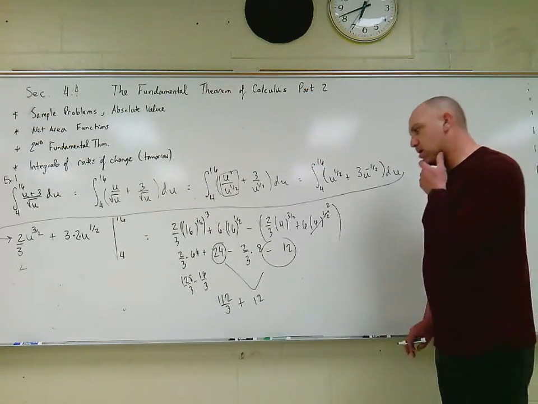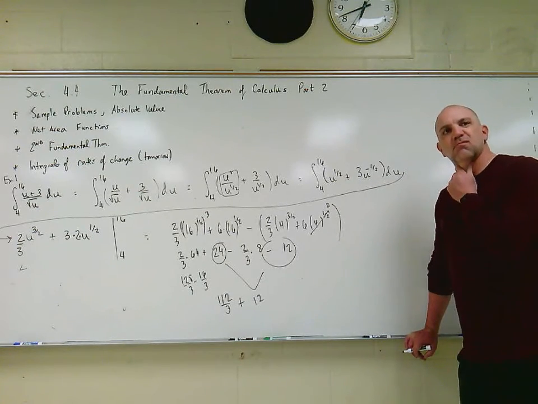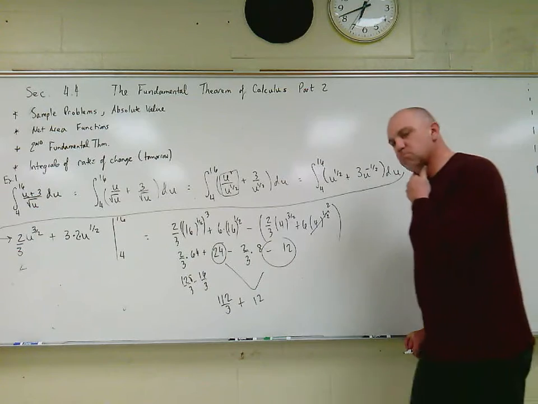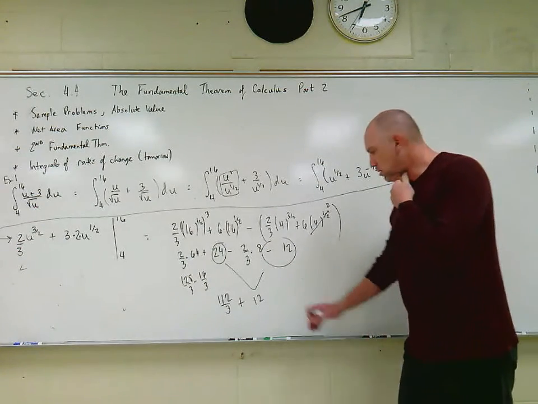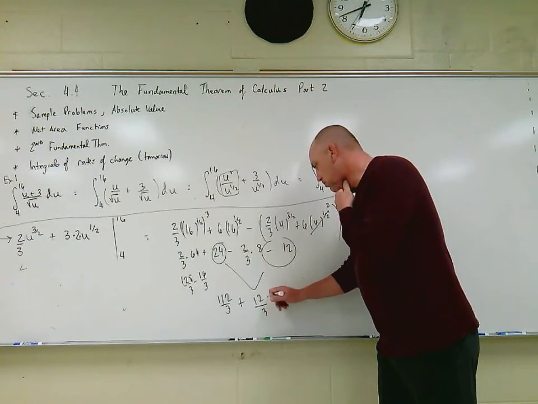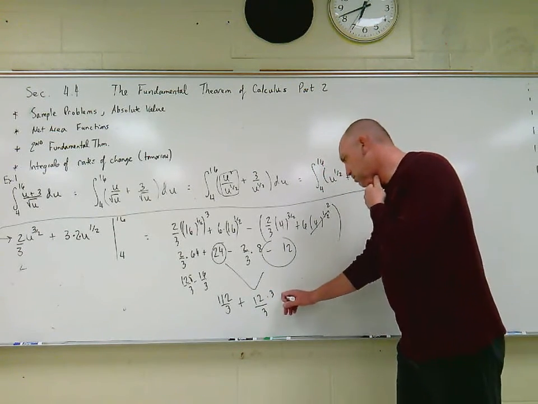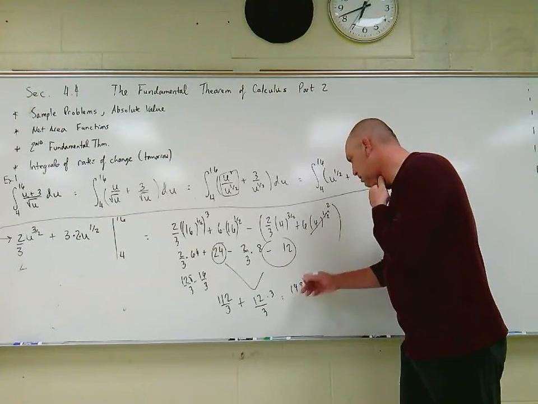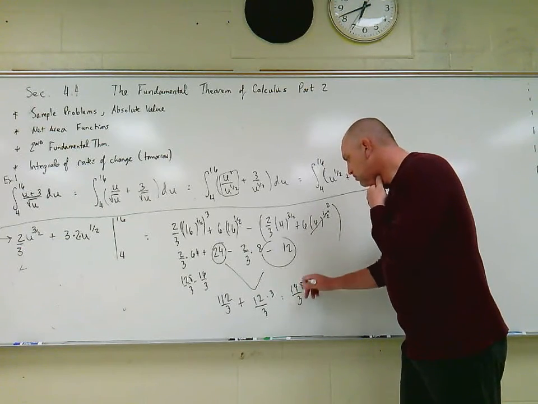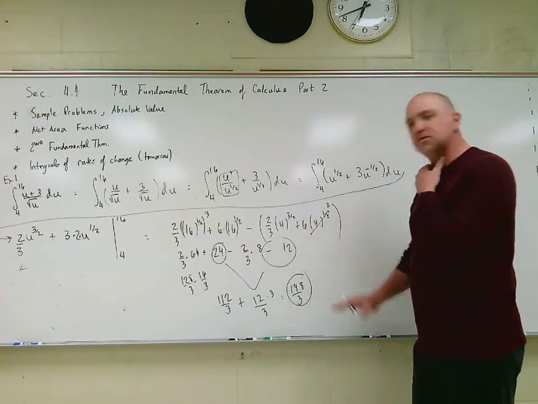So what might be our last step? You could put them on the same denominator. Yeah, that's what I would do. So combine, so make this 36 and 112, we get 148, right? 148 over 3. Now, how do I know this is not going to reduce?